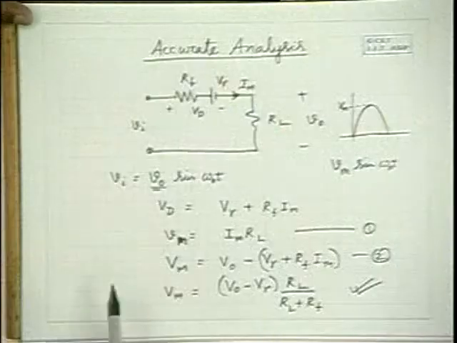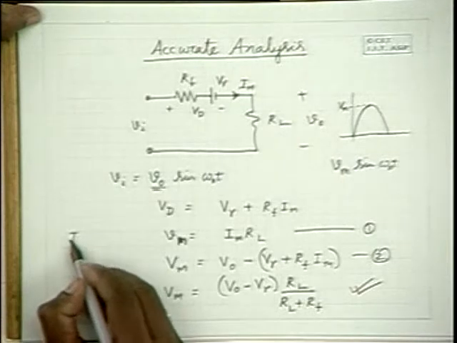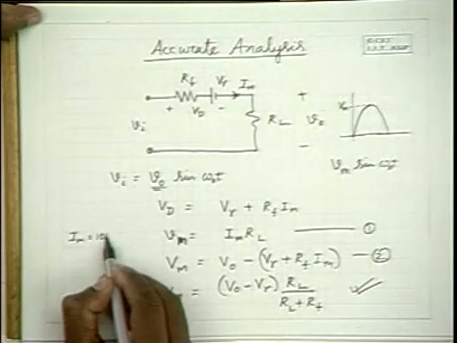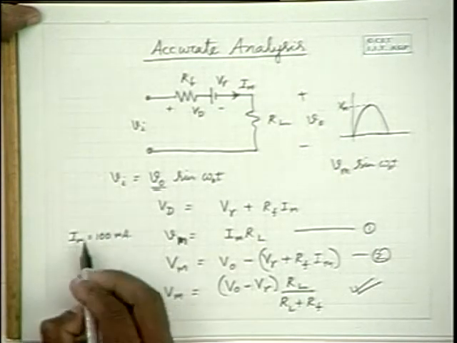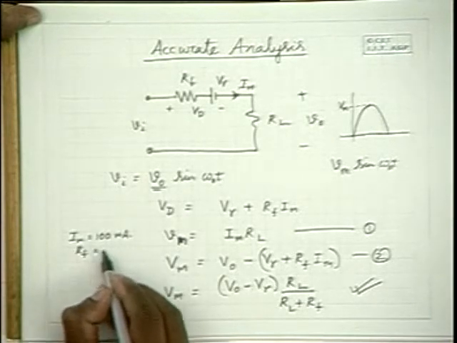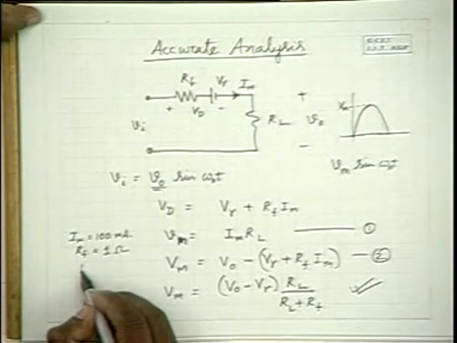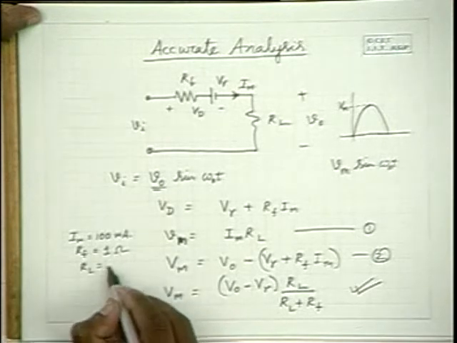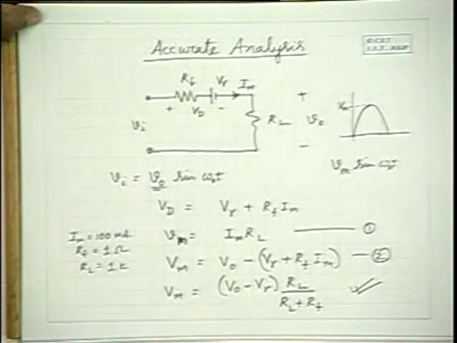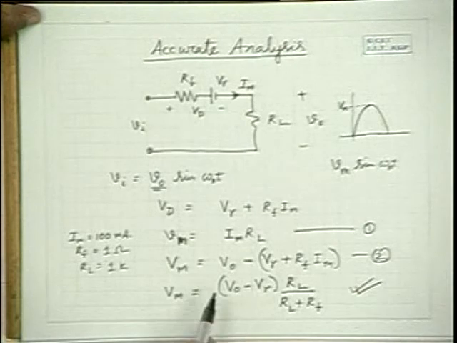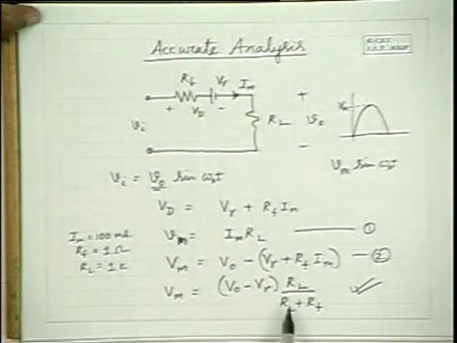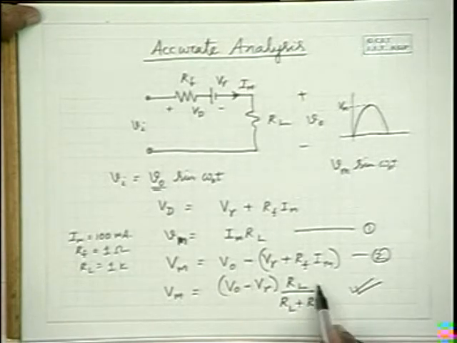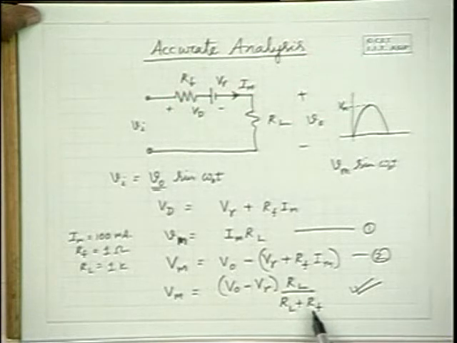So practically, say Im is of the order of 100 milliamperes in a typical application, and say RF is 1 ohm, and RL is say 1K. The drop due to this RL plus RF. So this is RL by RL plus RF. So this division is 1000 by 1001, which is almost 1.